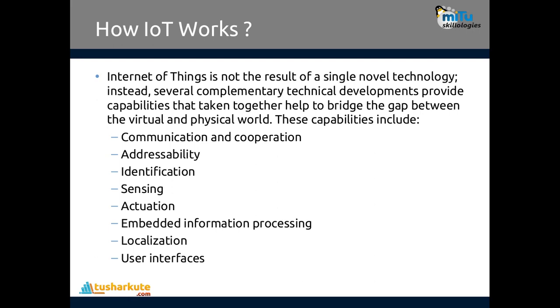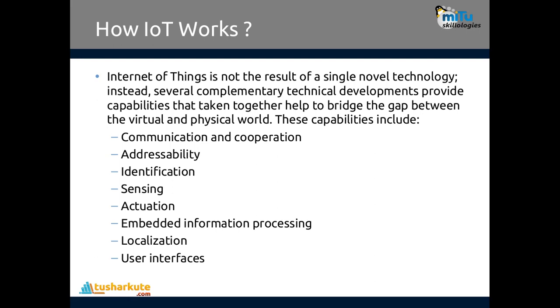Action can be given in any form, like starting an electrical appliance, showing a light, or generating a buzzer or sound. Any output that IoT performs is actuation. Then embedded information processing. In this we are going to make use of some systems like cloud computing.